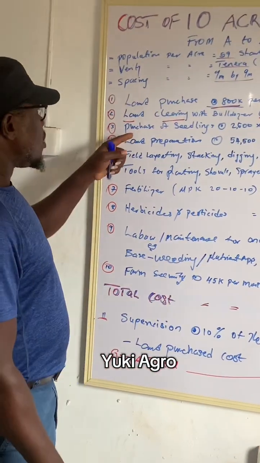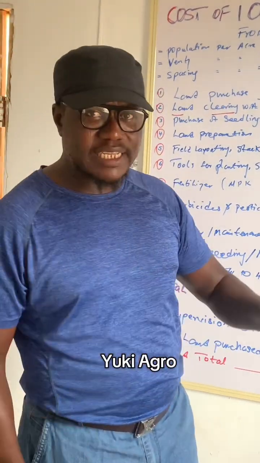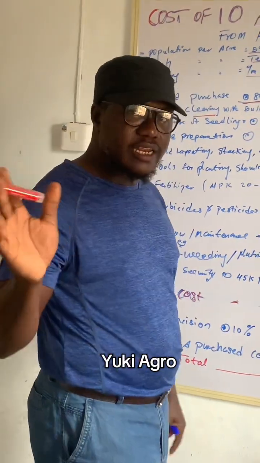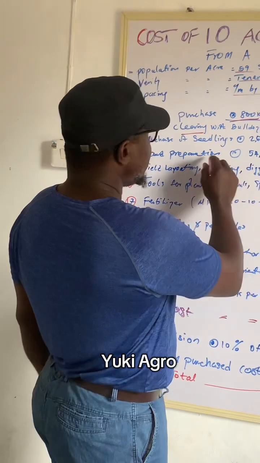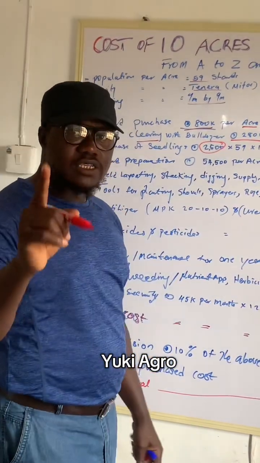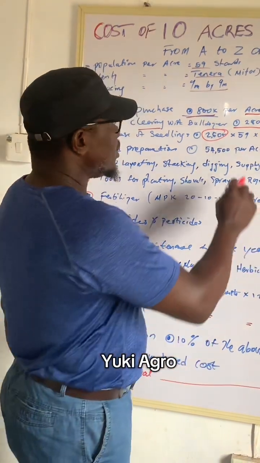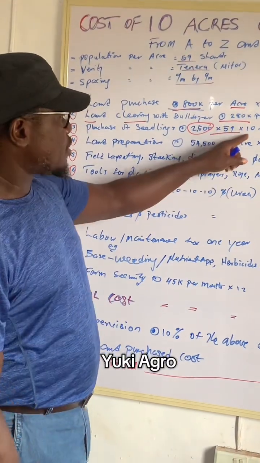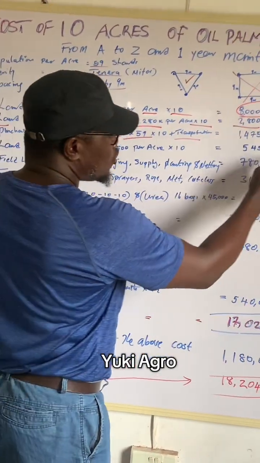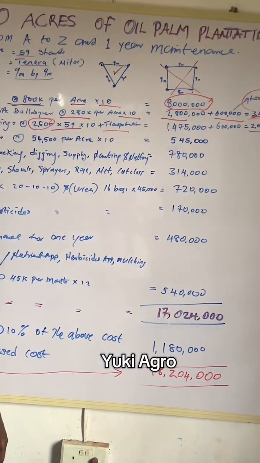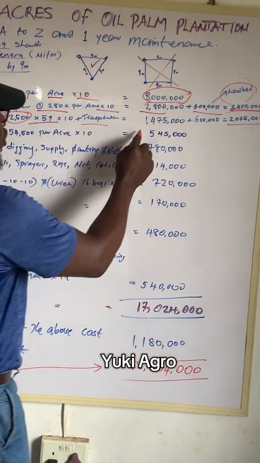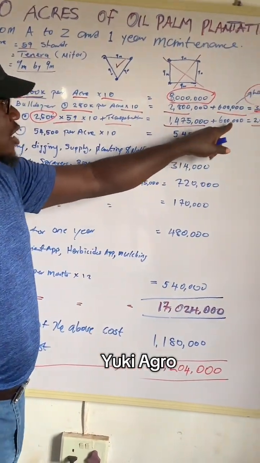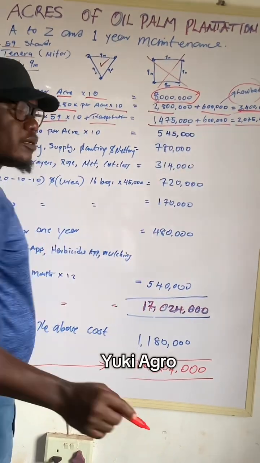Then let's move quickly. Purchase of seedling, which is very, very important. Like I said, tenera is recommended, and you buy from 9-4 and a good other seedling vendor in Edo State. Then one seedling is 2,500 naira, okay? 2,500 naira multiplied by 59 stand per acre, multiplied by 10, including transportation, you are going to have 2,075,000 naira. The seedling alone will cost you 1,475,000 naira. Then the transportation estimated 600,000.